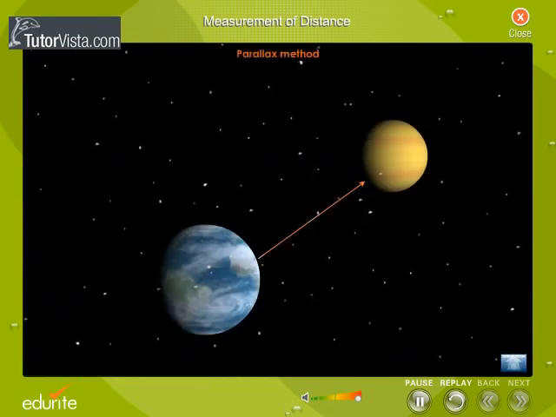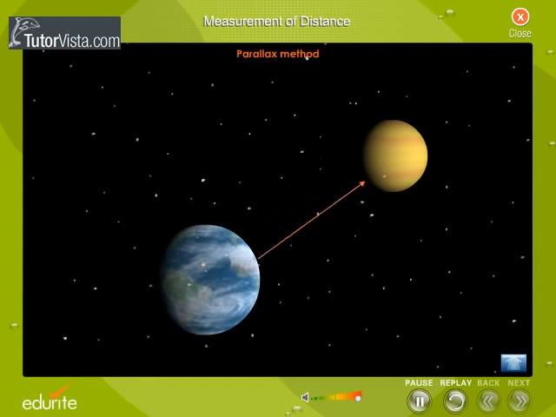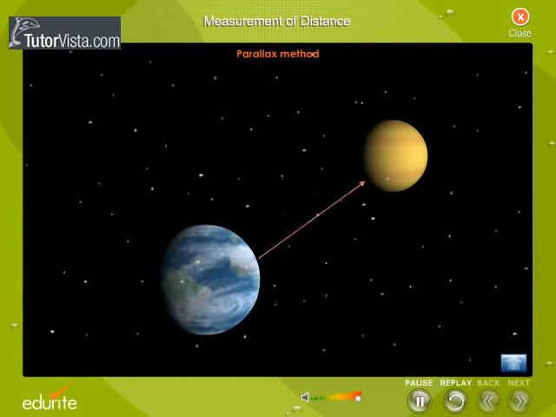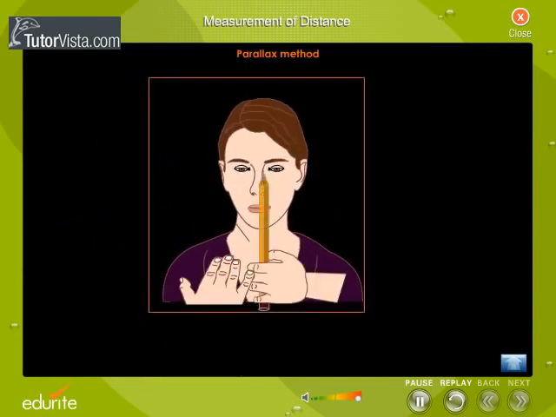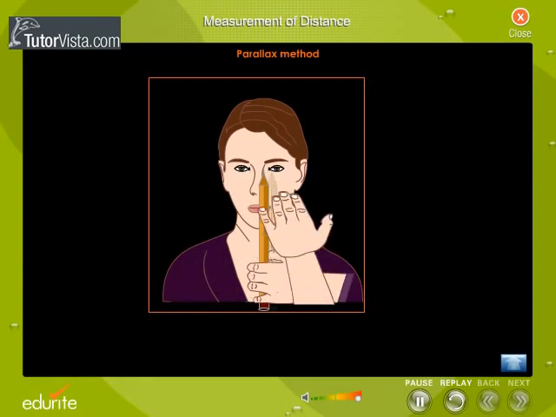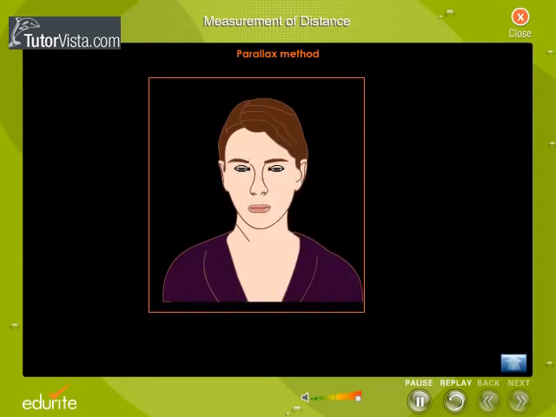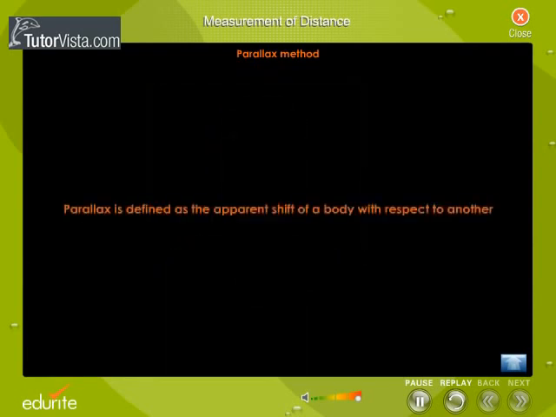Parallax method. The parallax method is commonly used to measure the distance of astronomical objects from the Earth. The illustration given here will help you to understand the meaning of parallax. Hold a pencil in front of you and look at it by closing the right and left eye alternately. What do you observe? We observe a shift in the position of the pencil with respect to the background. This shift is known as parallax. Thus, parallax is defined as the apparent shift of a body with respect to another.